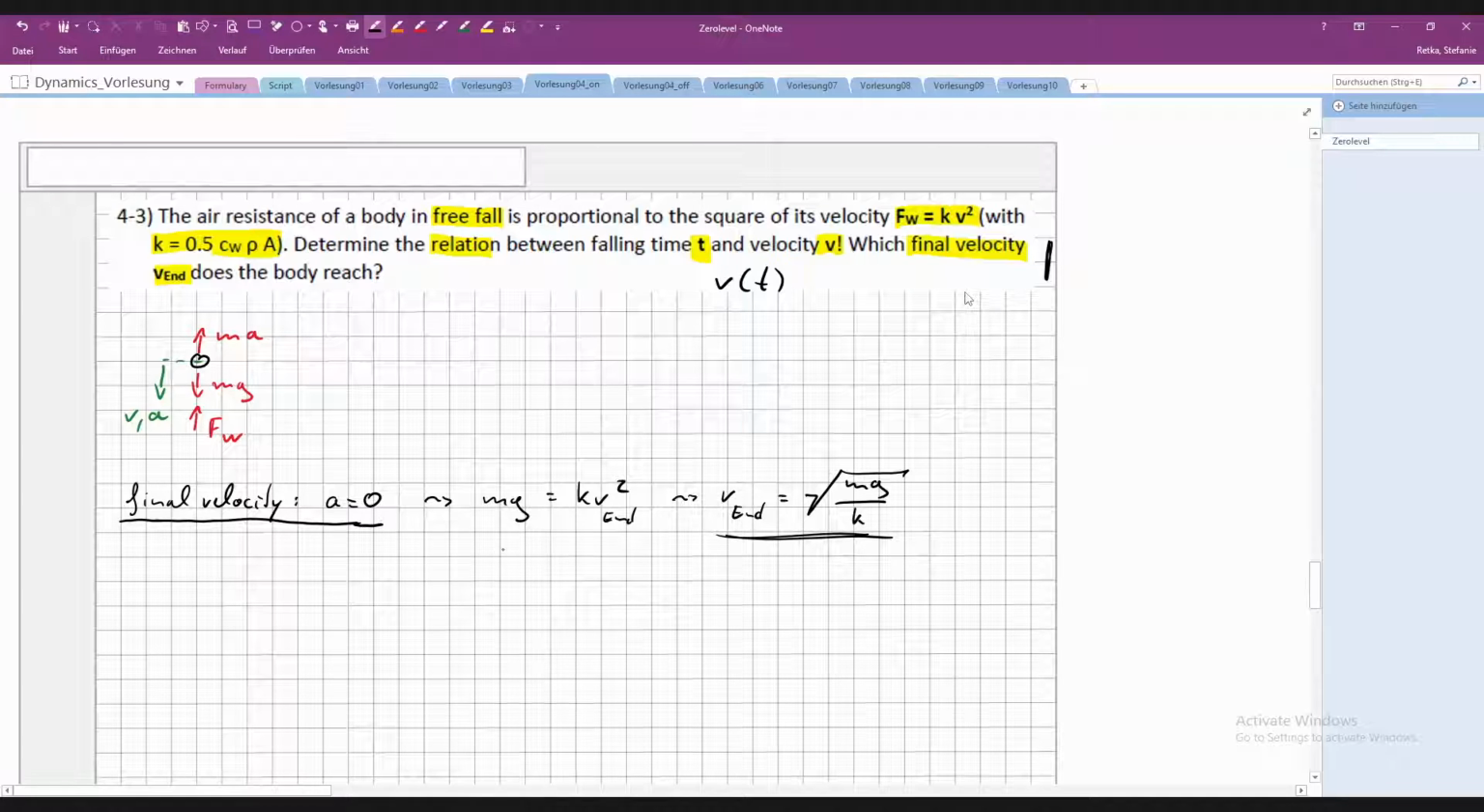And then we can rearrange this equation for the velocity and obtain the final velocity v_f as being equal to the square root of mg over k.